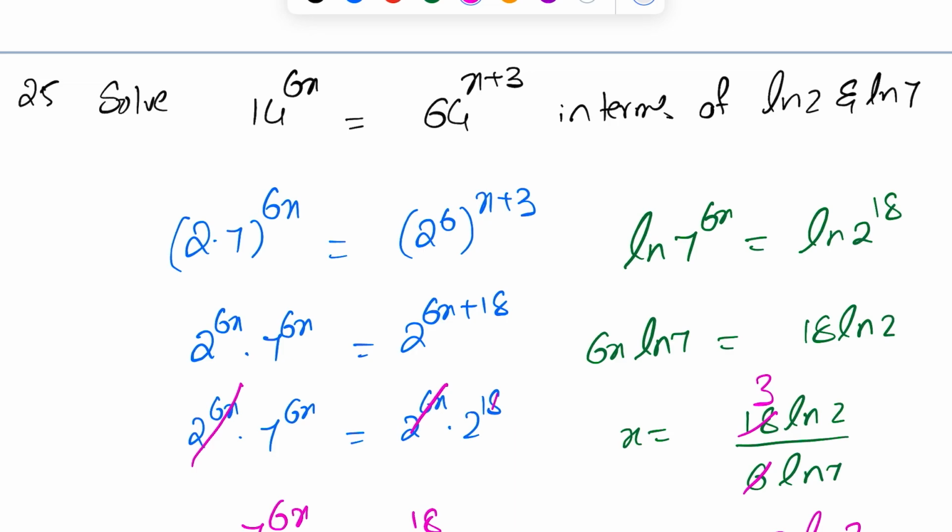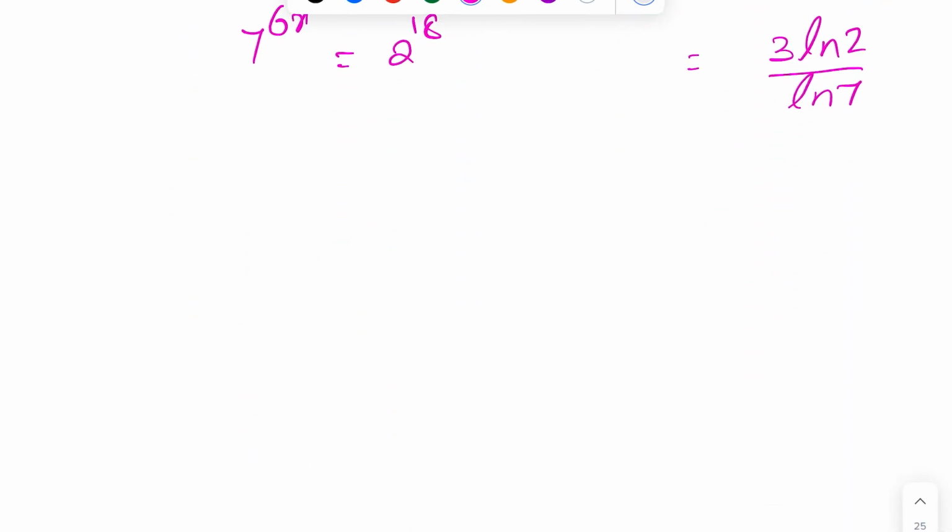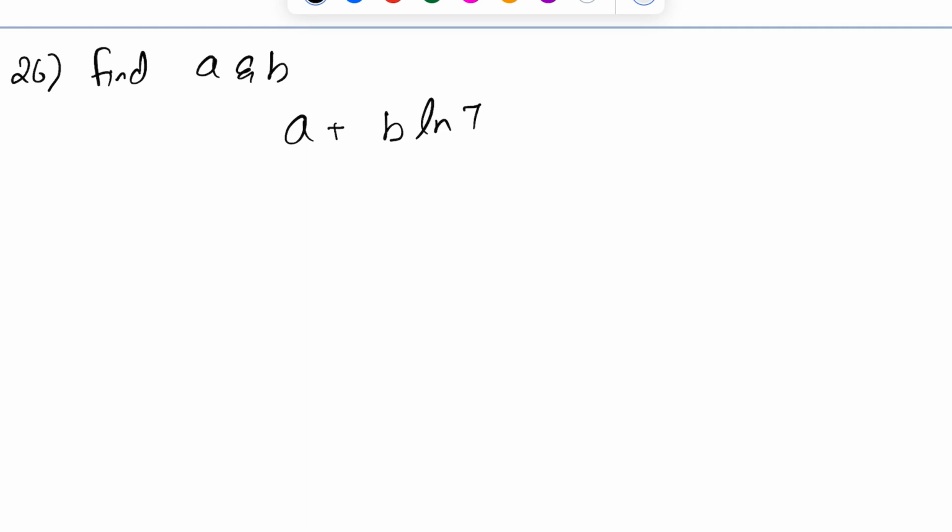Coming to question number 26. Find a and b such that a plus b ln 7, b log 7 to the base 4 plus 60 log 14 to the base 8 equals to 0.